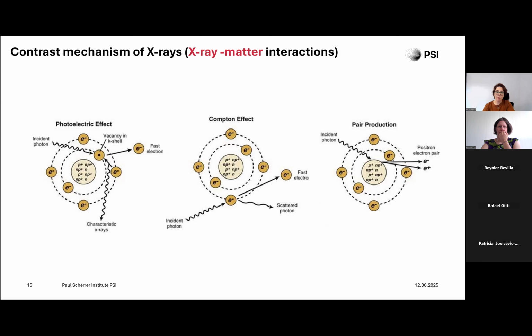And we can also have pair production, which happens at higher energy levels, where the photon can convert its energy in the nuclear field into an electron-positron pair.